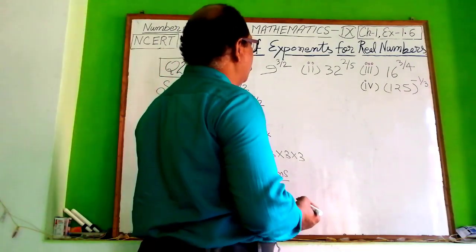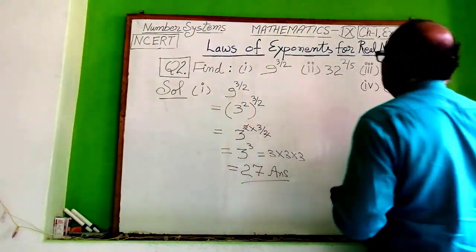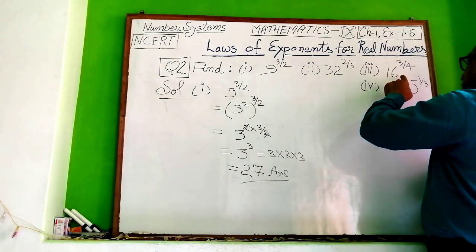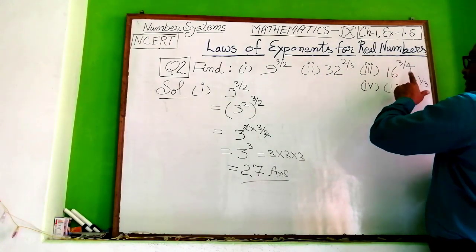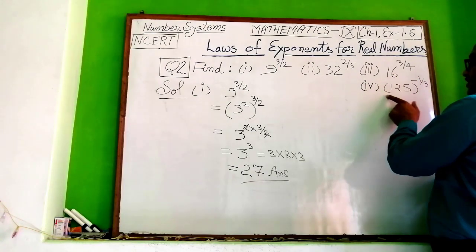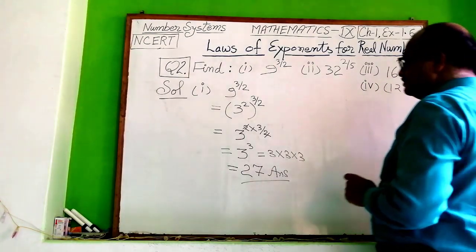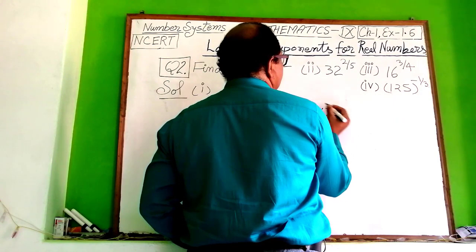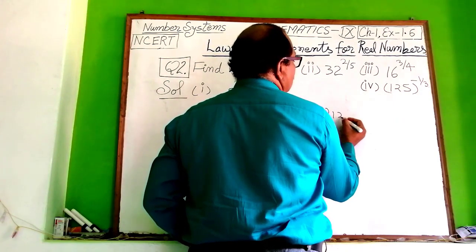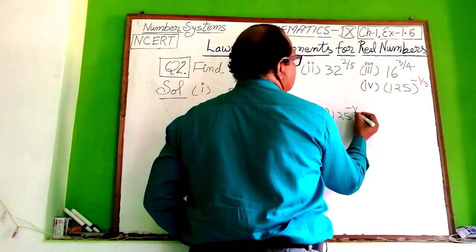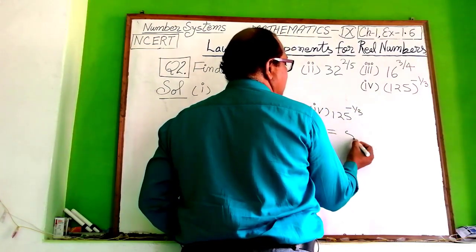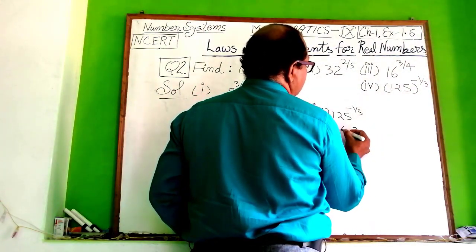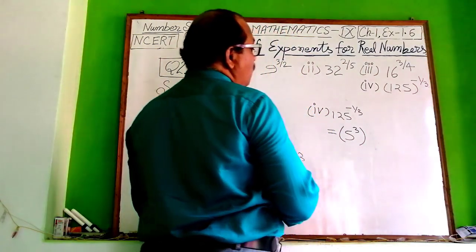Now see some more parts. Here in question number 1 and 2, the third part too, all are of the same variety. Now come to see the fourth part. The fourth part is 125 raised to the power minus 1 upon 3. This can be written as 5 raised to the power 3, because 125 is the cube of 5.